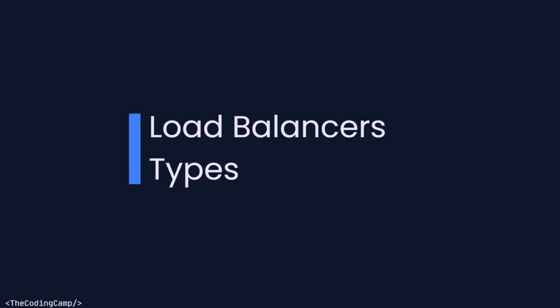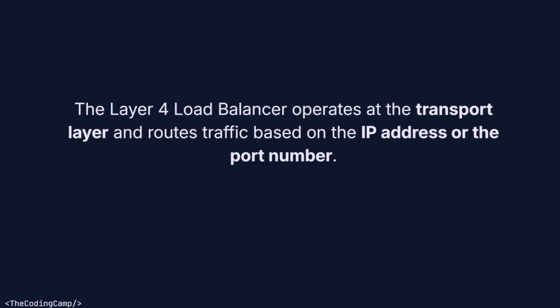The layer 4 load balancer operates at the transport layer and routes traffic based on the IP address or the port number. It's very fast since it has minimal processing time and it doesn't inspect the request content. The advantages of layer 4 load balancers are high performance, low latency, and simplicity. The disadvantage is the inability to know the request content.